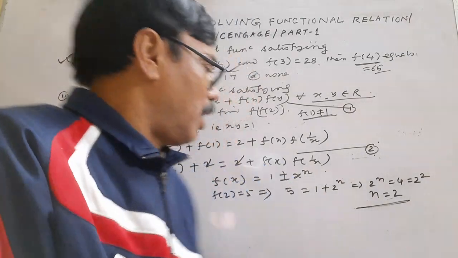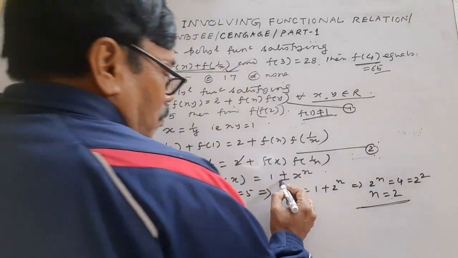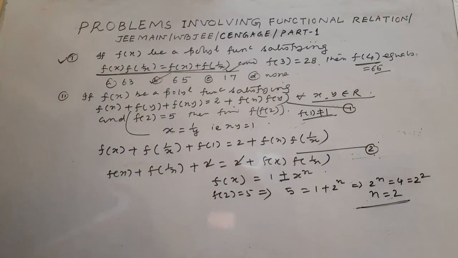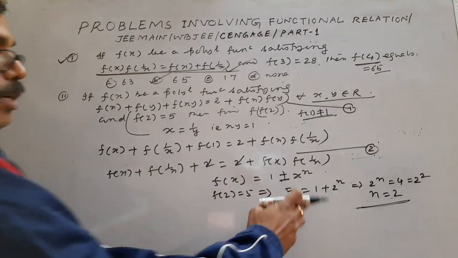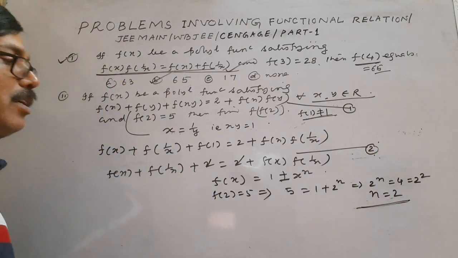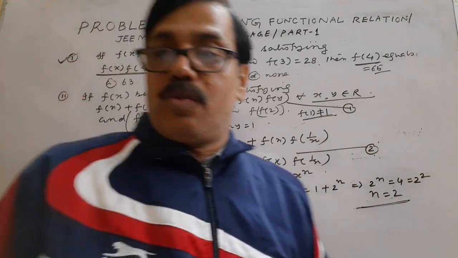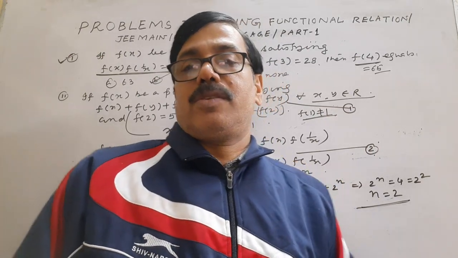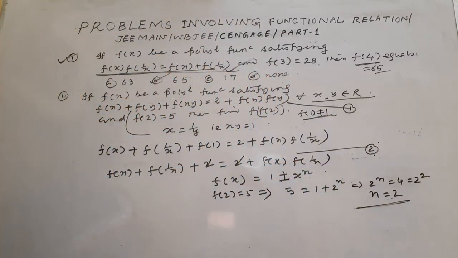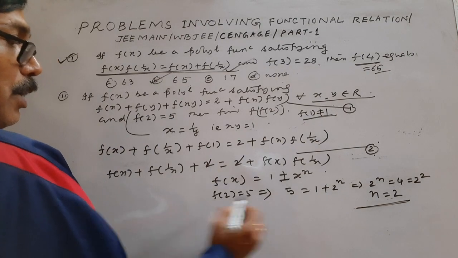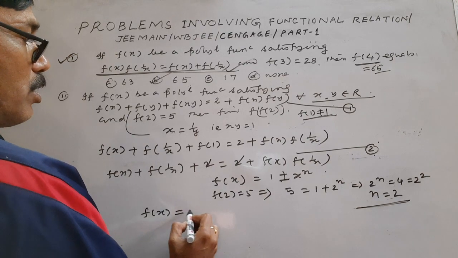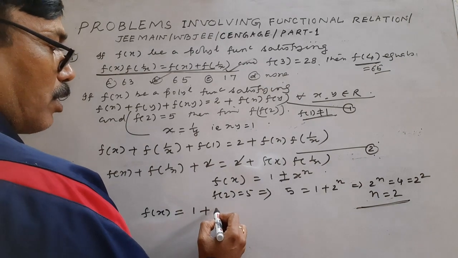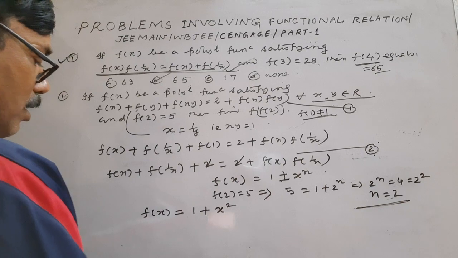We take the plus sign here; in general it is plus minus 1. If we take negative, we are not getting n as an integer, and n must be an integer for f(x) to be a polynomial function. So n equals 2. So the form of f(x) is 1 + x square.